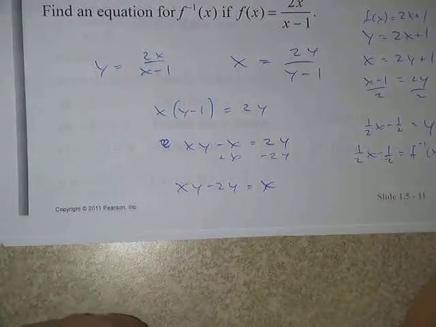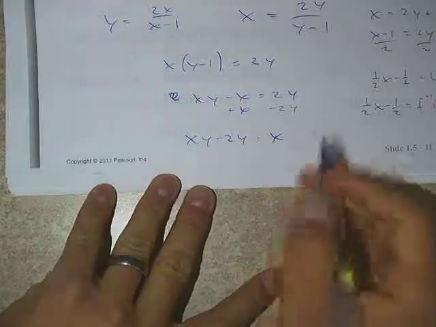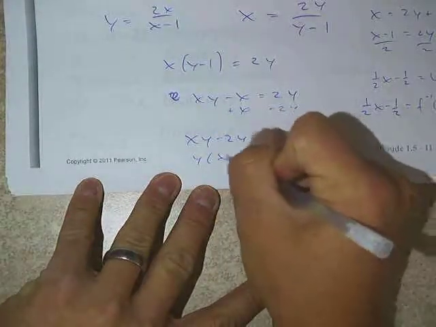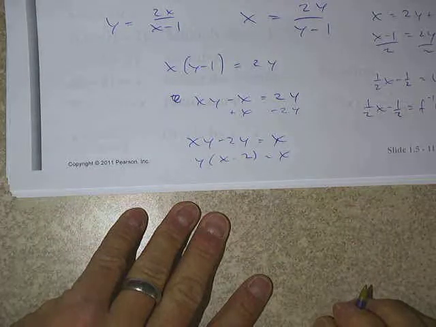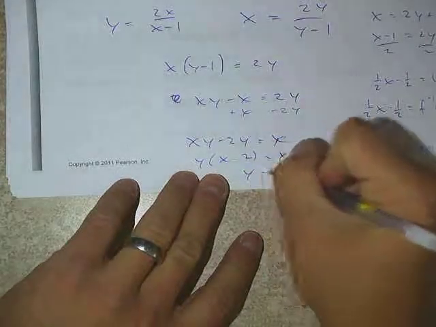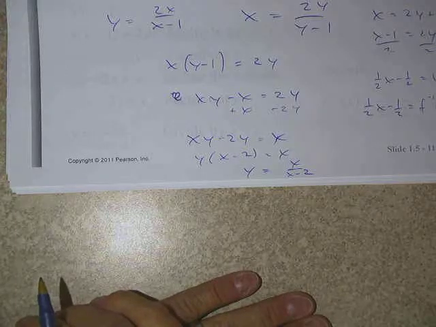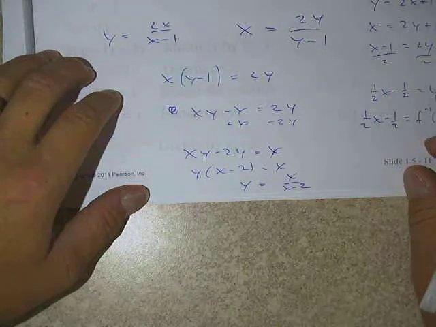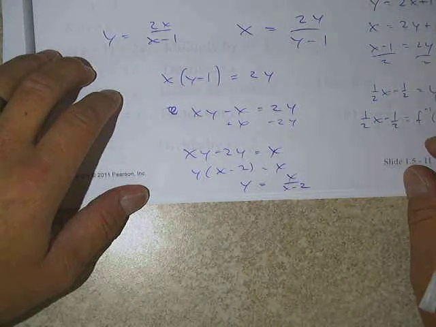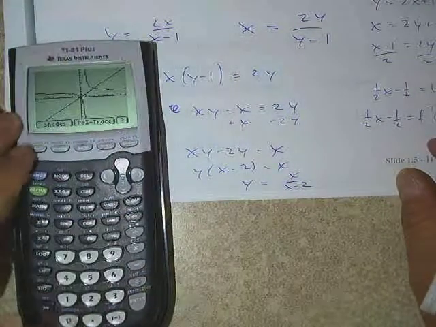Step 3 is going to be get everything that has a y on the same side and everything that doesn't on the other side. So I'd subtract 2y, and I'd add x. If I did that, I'd have xy minus 2y equals x. Again, I'm going to collect the stuff that has y on one side, the stuff that doesn't have a y on the other side. Next step would be factor out the y, because these both have a y in common. And then the final step is to get y by itself by dividing. So y times x minus 2 can be gotten alone by dividing by x minus 2.